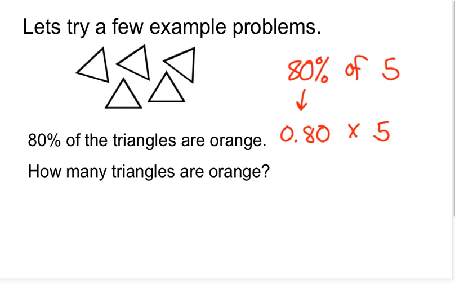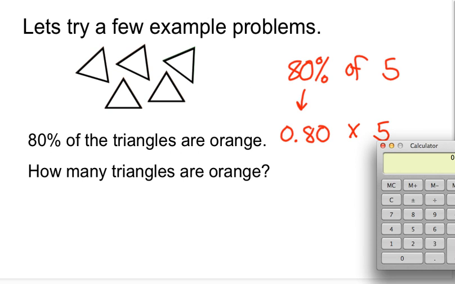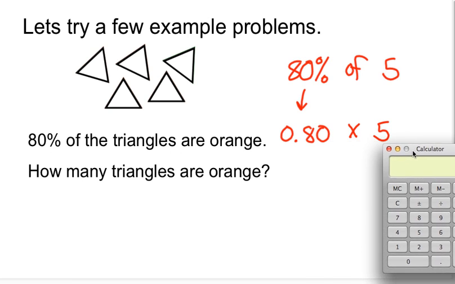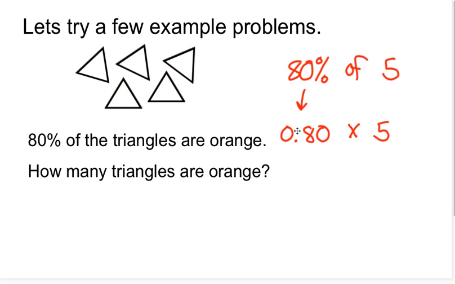Now, what I like to do, of course, is you can get your calculator out, and you can actually do 80 hundredths times 5, and you will get your answer of 4. Okay? So the calculator is pretty handy when it comes to finding percents. But what we're going to do is do it the long way using our math skills. And we're going to take 80 hundredths and multiply by 5.